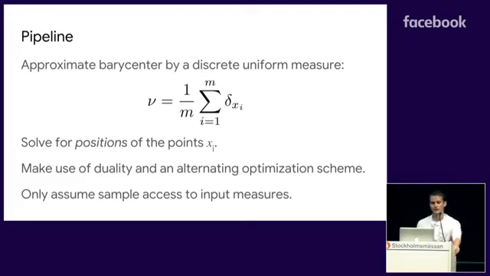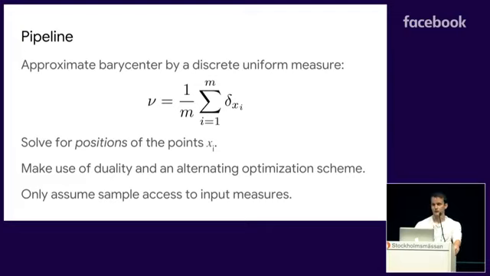So what's different about our method? Well, first, it's non-regularized, and it works with arbitrary continuous measures. And how we're going to do this is we're first going to make the assumption that the barycenter can be approximated by a discrete uniform measure. So the barycenter is just a weighted sum of deltas. And all we're going to be optimizing over is the positions of the support points. So all we optimize over is the xi's. And the way we're going to be doing this is using the Kantorovich duality and an alternating optimization scheme.